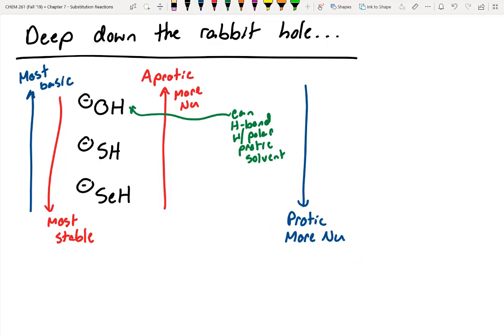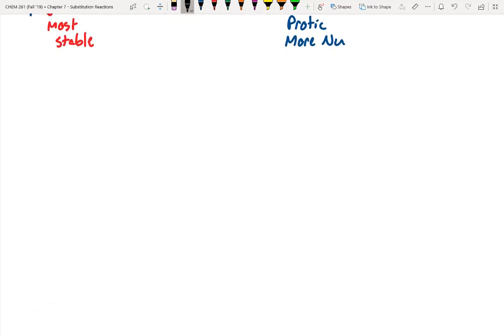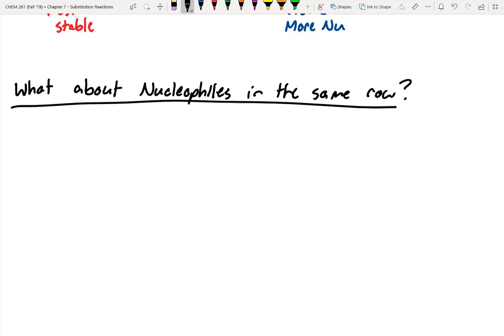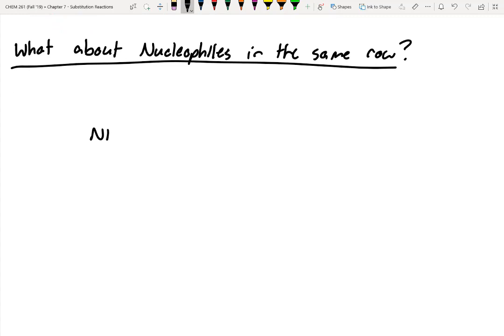All right, so let's do another one. What about nucleophiles in the same row? We just looked at nucleophiles in the same column, but let's take a look at some in the same row. So I'll do NH2 minus, we'll do OH minus, we'll do F minus. All of these are in the same row: nitrogen, oxygen, and fluorine.